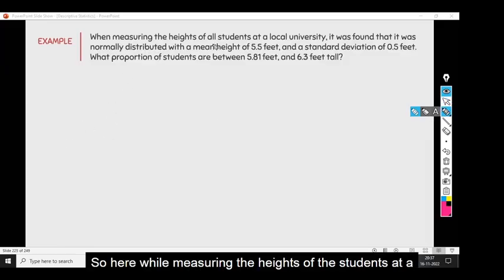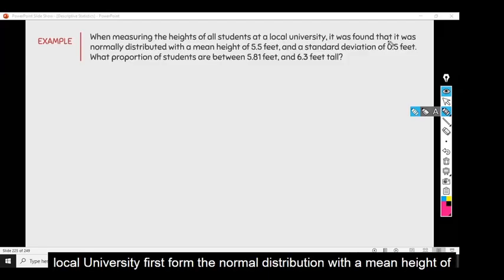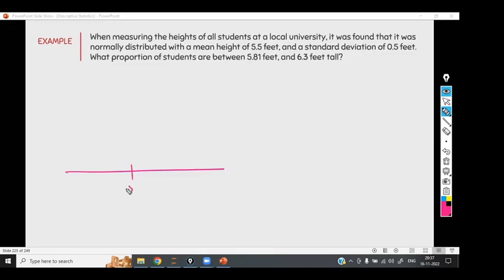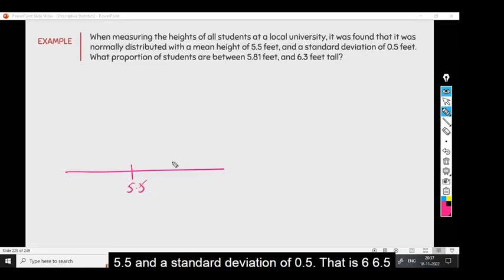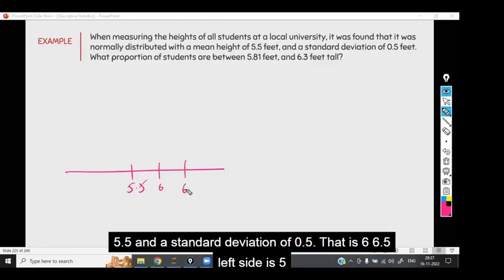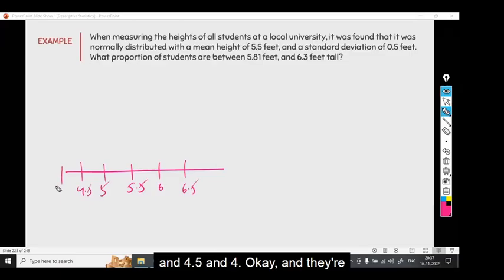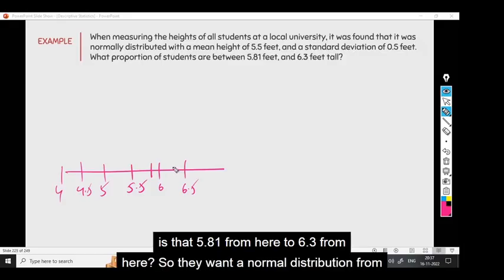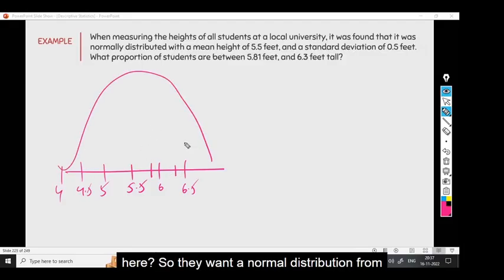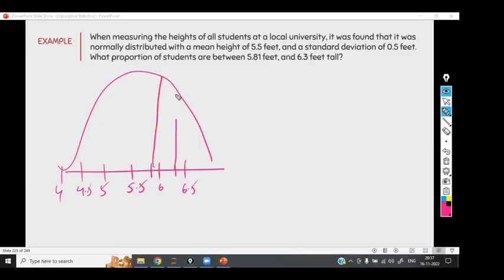So here, while measuring the heights of the students at a local university, it was found to be a normal distribution with a mean height of 5.5 and a standard deviation of 0.5. That gives 6.5 on the right side, and on the left side 5, 4.5 and 4. They are asking for the range from 5.81 to 6.3. So they want the area of the normal distribution from here to here.